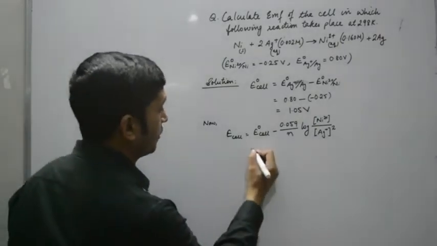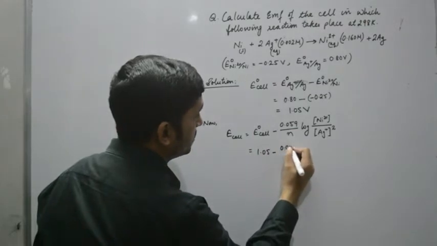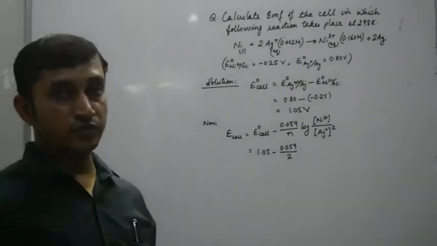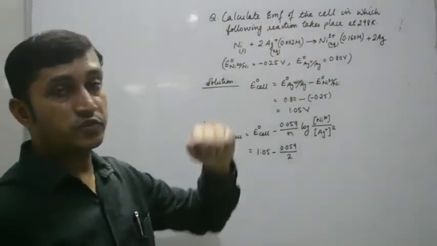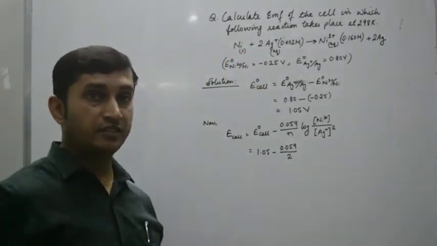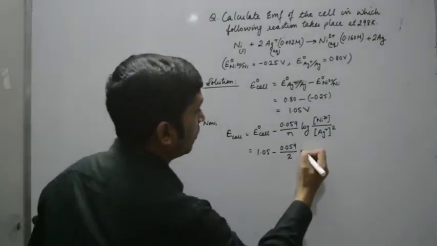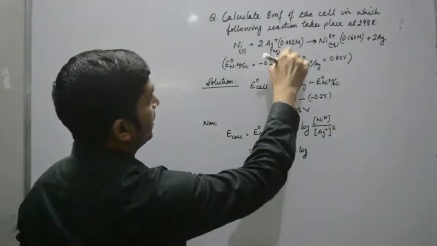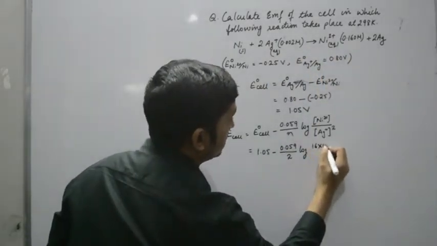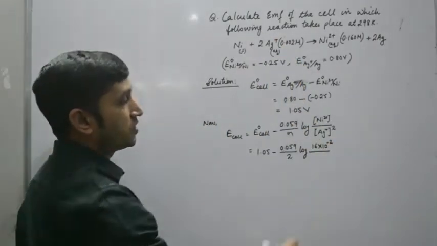Now we will substitute the values. We will get 1.05 minus 0.059 upon 2, because here 2 electrons are transferred. Nickel loses 2 electrons to change to nickel ion. Same way, 2 silver ions will gain 1 electron each. That's 2 electrons to change into 2 atoms of silver. Now, log concentration of nickel ion is given here 0.160. We can write it as 16 into 10 to the power minus 2, and concentration of silver 0.002.